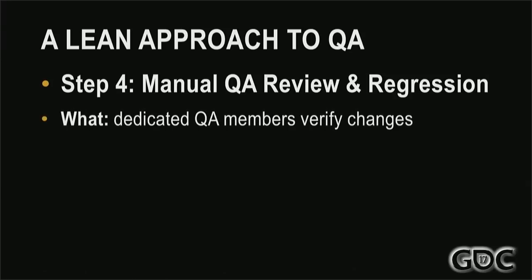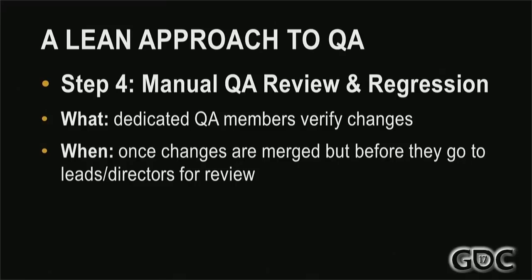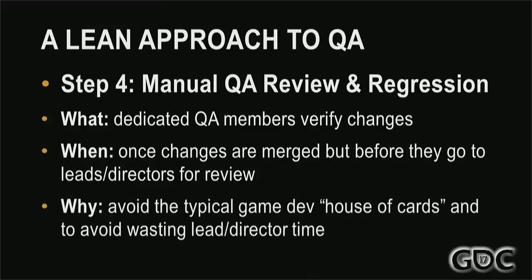You have dedicated QA members test the changes once they're in the build, but before they go off to leads for review. So you can catch defects before other code gets built on top of it, and you avoid that house of cards effect. We've all seen it where you have a defect in the code base and you build other things around it that depend on that defect being broken and just the way it's broken, and as soon as you fix it, you gotta fix everything else.